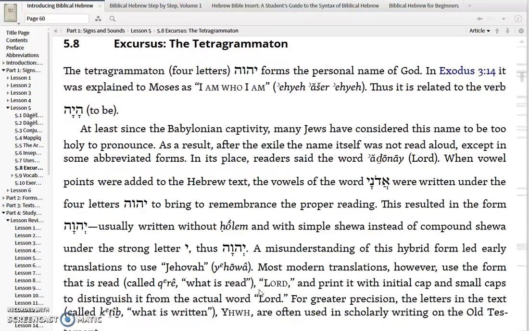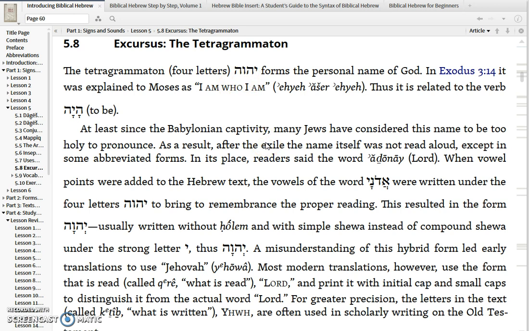At this point, Ross introduces a discussion of the Tetragrammaton. The Tetragrammaton is the symbol representing the divine name for God in the Old Testament, Yahweh. And it consists of four letters, Yod, He, Vav, He.